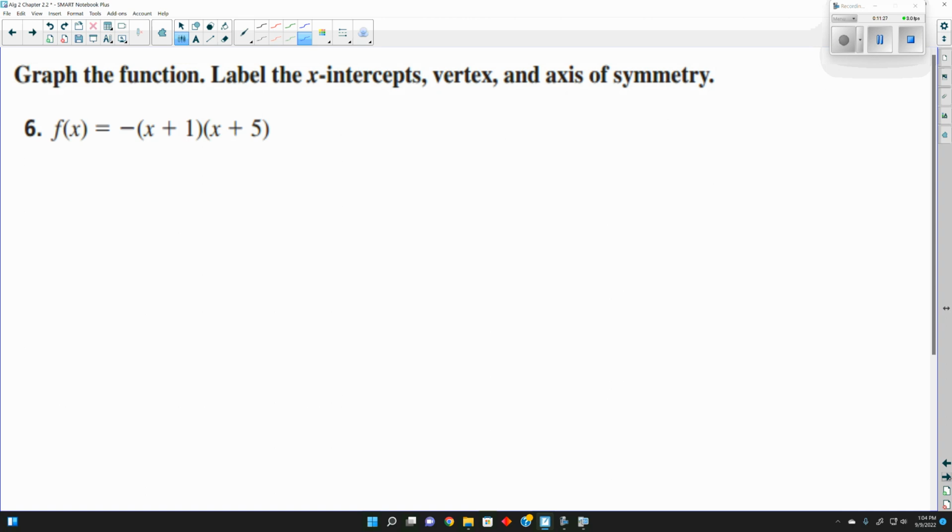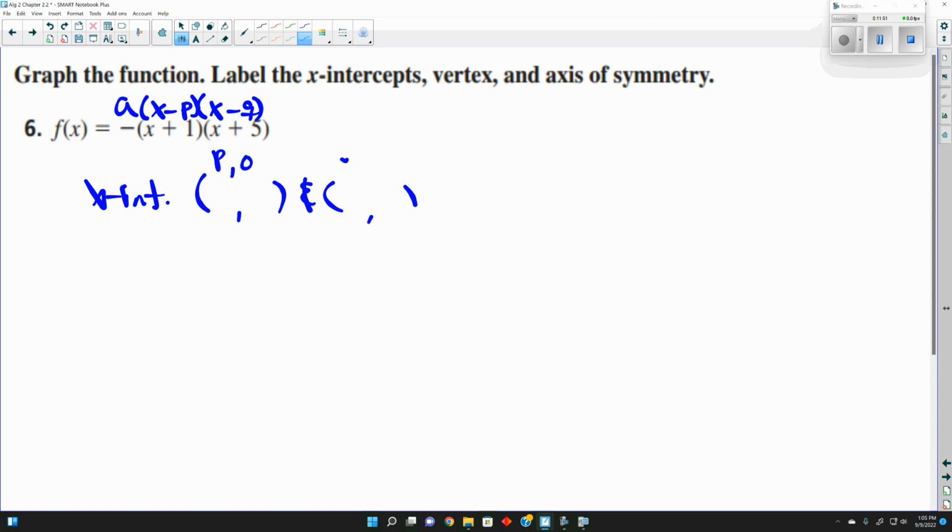And again, we're referring back to our general forms for this here. And it's in the form of y equals a times x minus p times x minus q. And the first thing we want to find is the x-intercepts. And the x-intercepts are going to be the 2 points where it crosses the x-axis. And they're going to come in the form of p comma 0 and q comma 0.